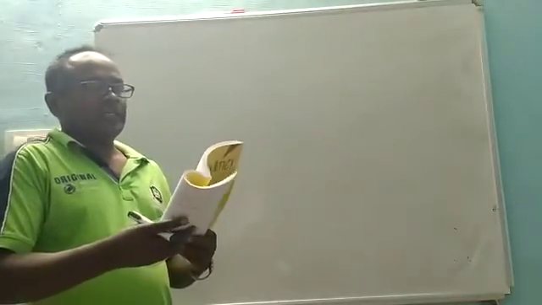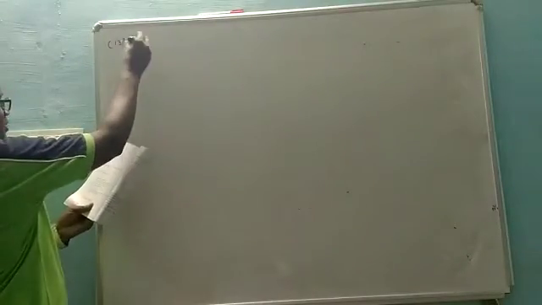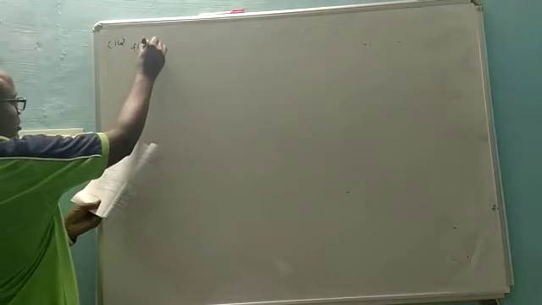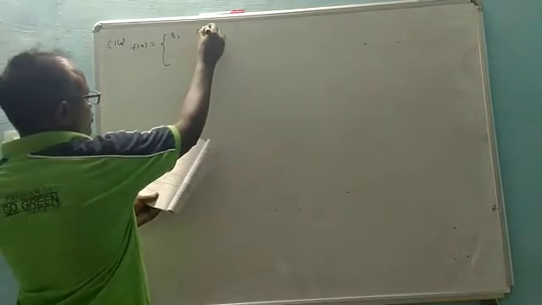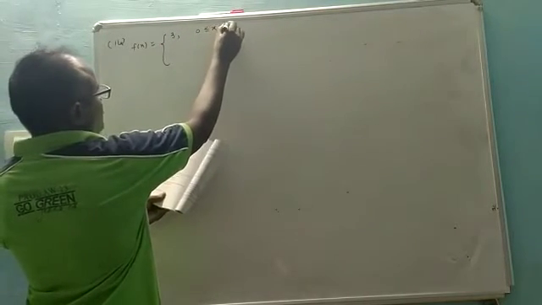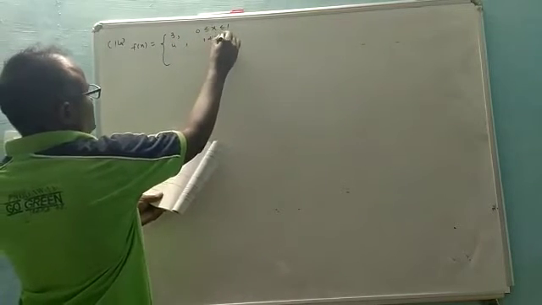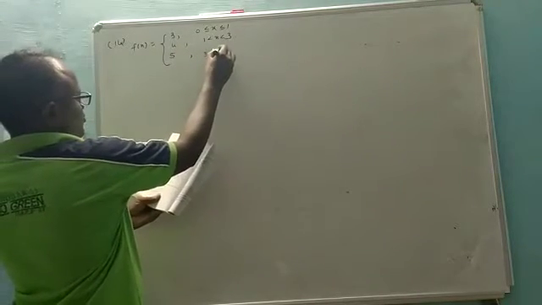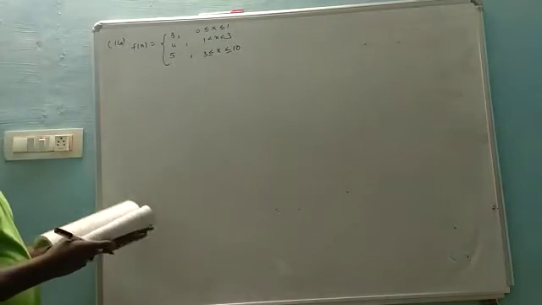Here discuss the continuity of the function f, where f is defined by f of x is equal to, 14th problem, f of x is equal to 3 for the interval 0 less than or equal to x less than or equal to 1, next 4 for 1 less than x less than 3, next 5 for 3 less than or equal to x less than or equal to 10. So discuss the continuity here.